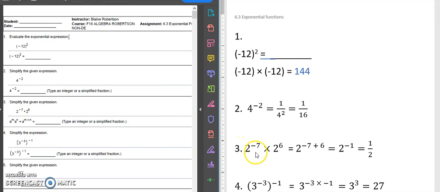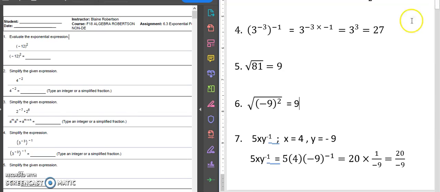Looking at the work over here on this side, we go from 2 raised to the -7 times 2 raised to the 6 will equal 2 raised to the -7th power plus 6. So we just combine these two exponents together, and we end up with 2 raised to the -1st power. Again, we got a negative exponent. We change its position in a fraction. We end up with 1/2, and we're moving happily along.